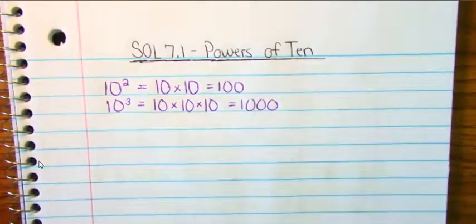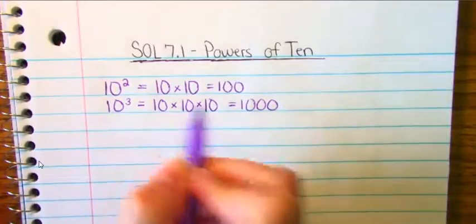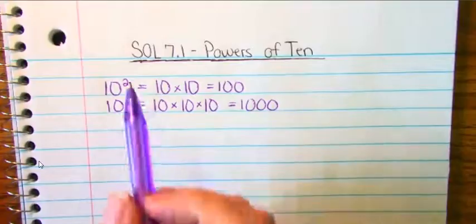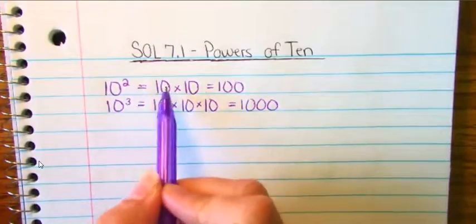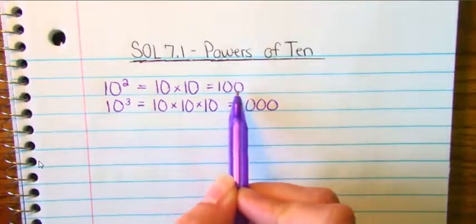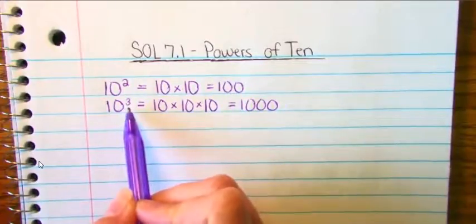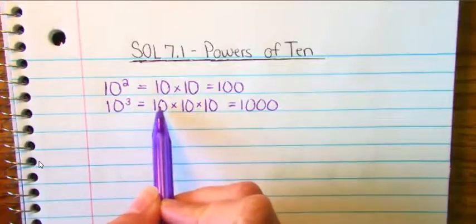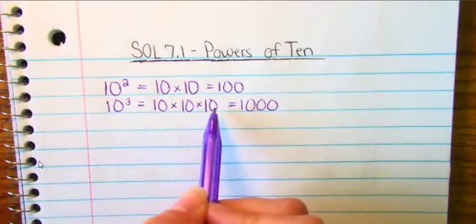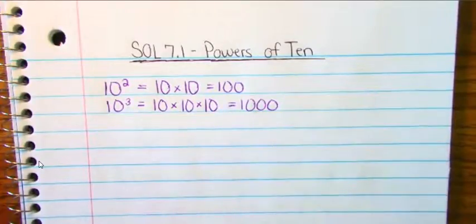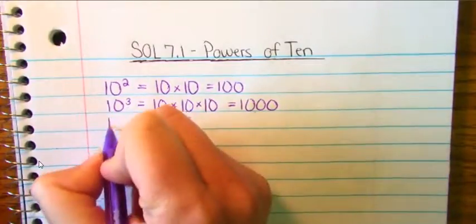I'm hoping that you will notice a pattern here about what our exponent is actually telling us. If you notice up here, the exponent is a 2. We have 10 twice, and how many zeros do we have? We have 2 zeros. Here, the exponent is a 3, so we have 10 3 times, or 3 zeros. And so that is the pattern that will hold true.